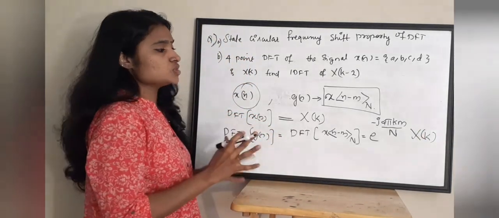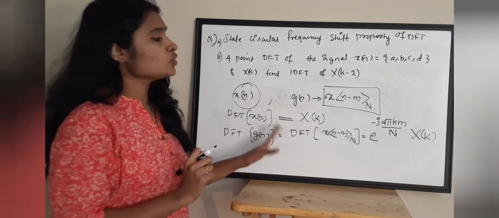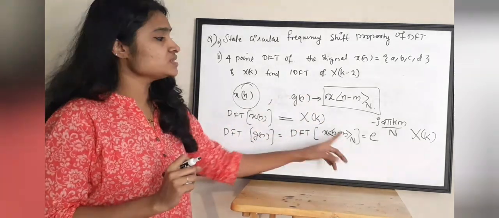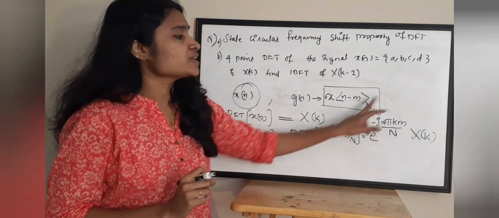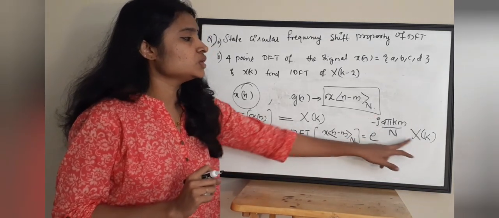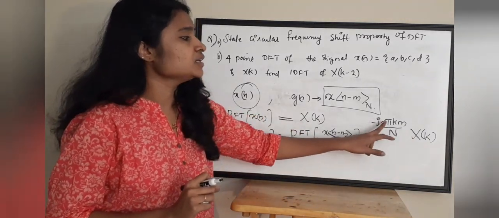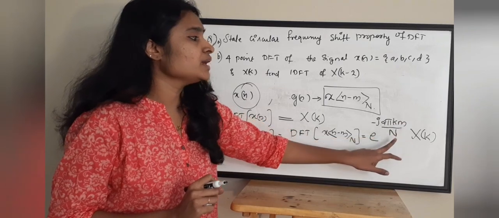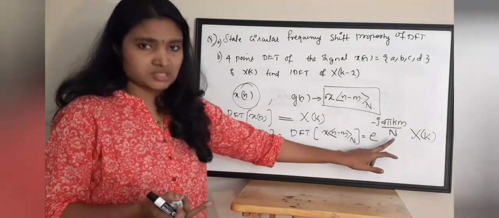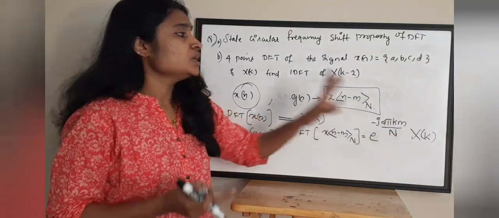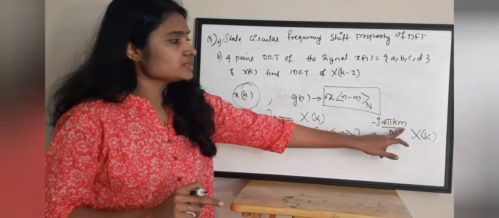Okay, so this is your circular frequency shift property. That is, if you are going to shift the original signal by m points towards the right, then there is an exponential term multiplied with your X of k. This exponential term is e raised to minus j 2 pi k m by N, where N is the length of your input sequence. Then m is the number of points by which the signal is shifted.